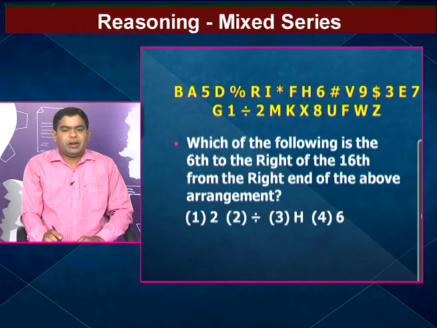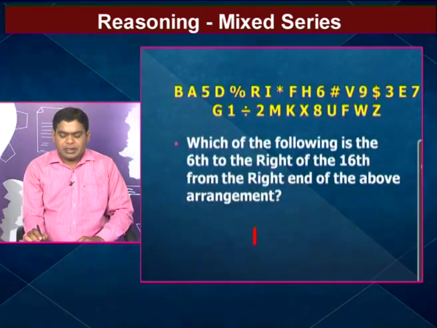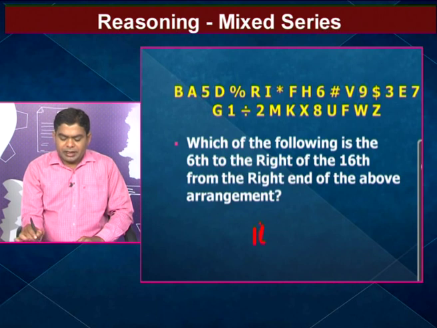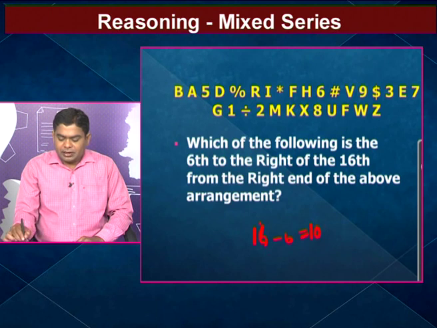Which of the following is the 6th to the right of the 16th from the right end of the given arrangement? In our question, 6th right is given and 16th right is given. If in the question the same directions are there, we subtract the given numbers. So here 16 and 6 are given. 16 minus 6, we get 10. So the 10th right is our answer.